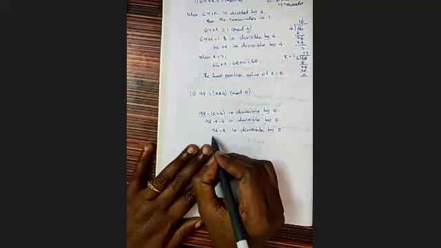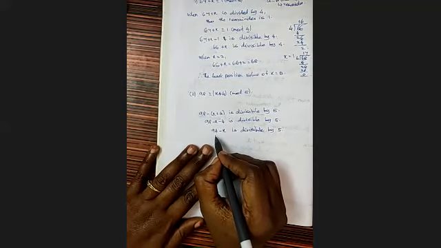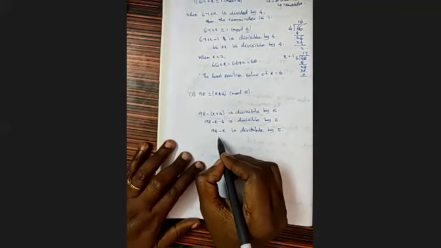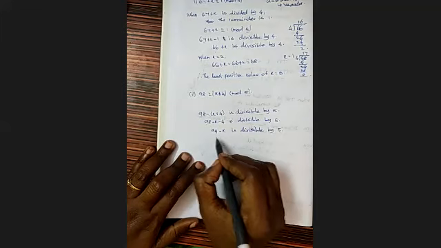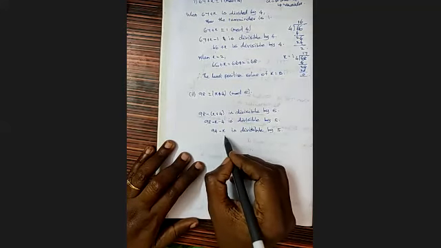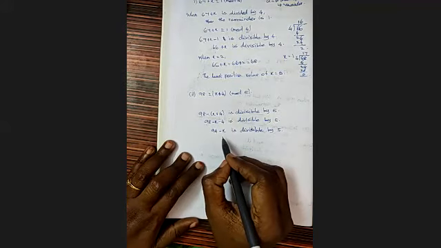If we subtract 4 from this, what do we get? 90. Is 90 divisible by 5? Yes, miss. So when we divide 90 by 5, the remainder is 0. So the least positive value of x is 4. Here the least positive value of x is 4.